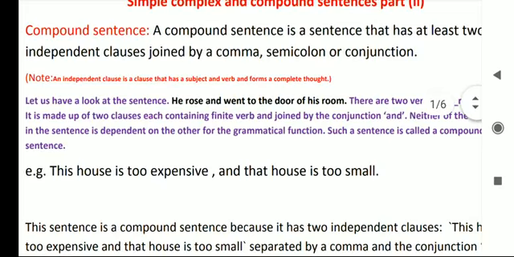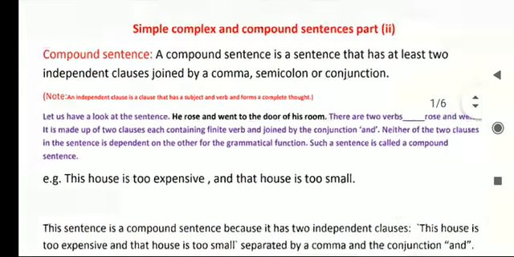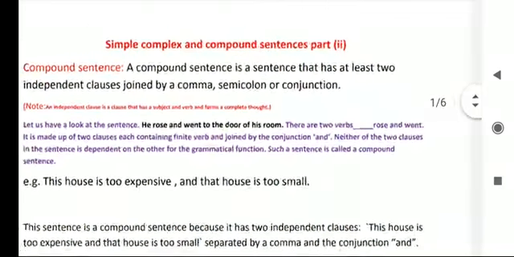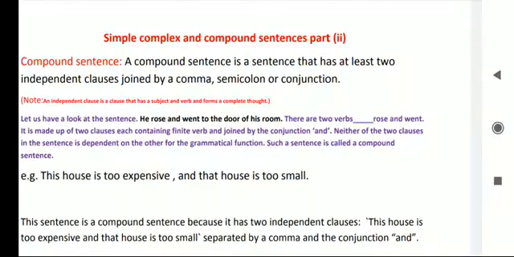So let us have a look at the sentence. He rose and went to the door of his room. There are two verbs. यहाँ पे दो verbs हैं, एक तो rose है और दूसरा went है. There are two verbs, rose and went.